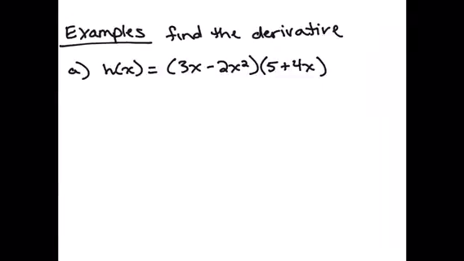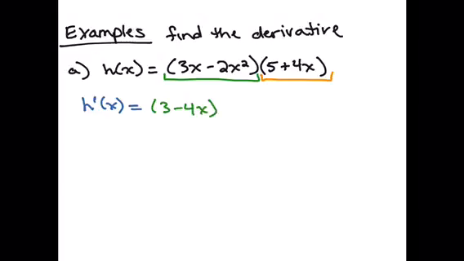In our first example, we're multiplying 3x minus 2x squared by 5 plus 4x. So the derivative is going to be the derivative of the first, which would be 3 minus 4x, times the second, plus the first times the derivative of the second, which would just be 4.